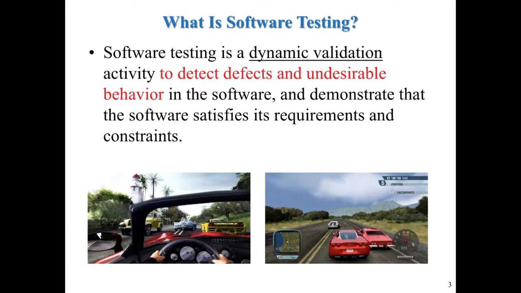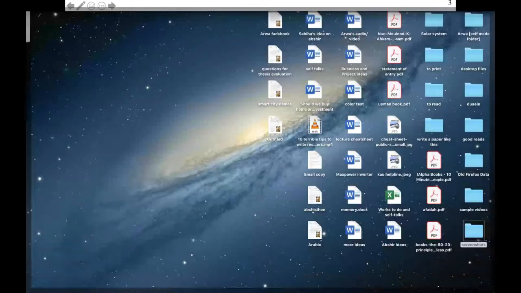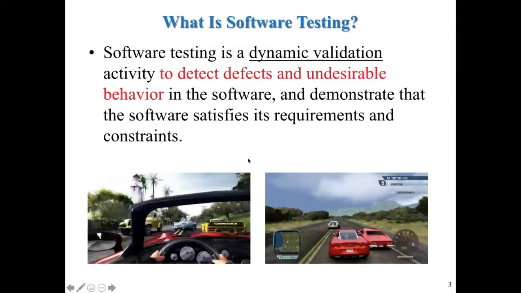To find all those defects and to find undesirable behavior. Sometimes software behaves in a different way. Why? Because if your software is bigger, it has different subsystems, different components, and those components were developed by different software developers. Different software developers use different methodologies.